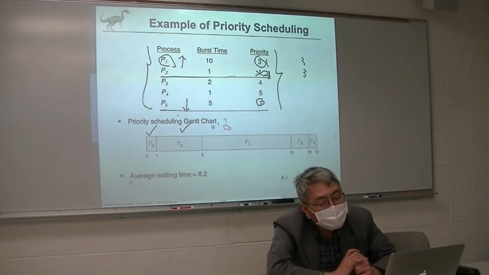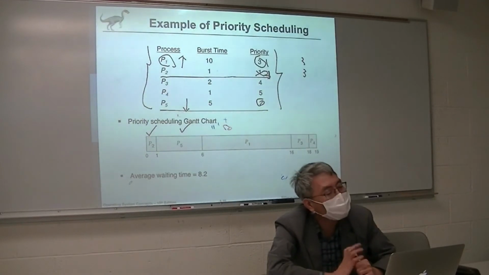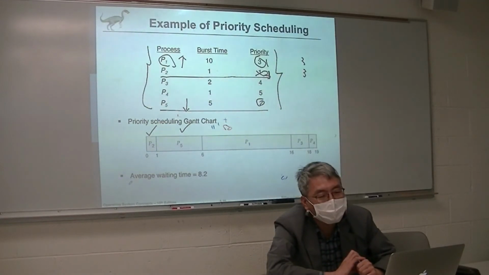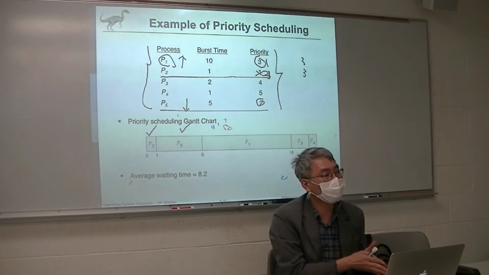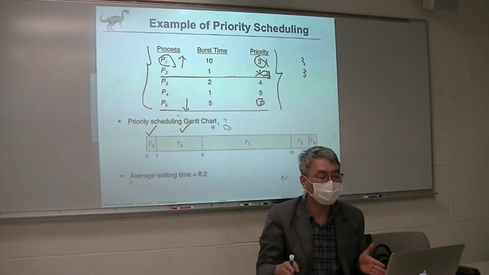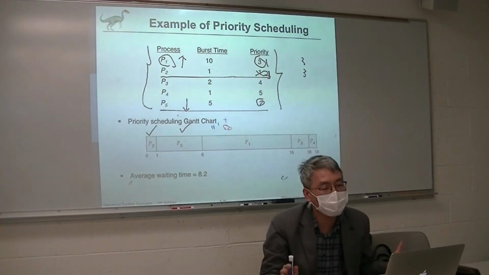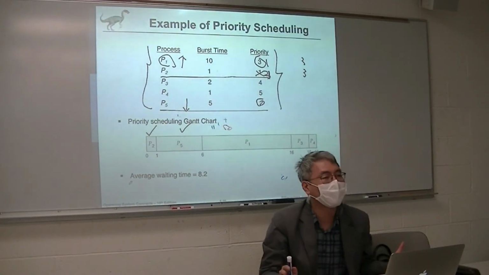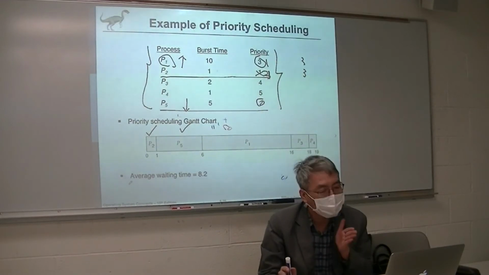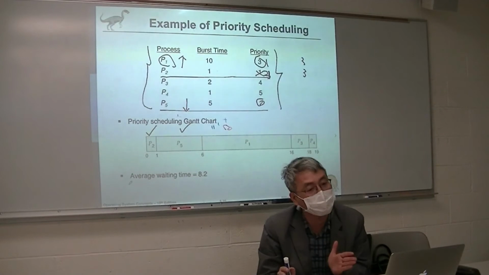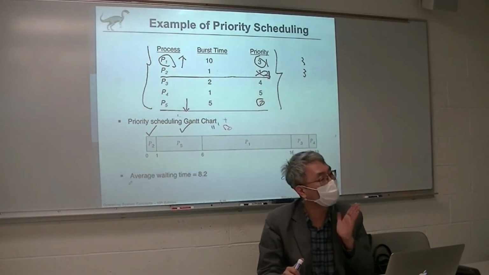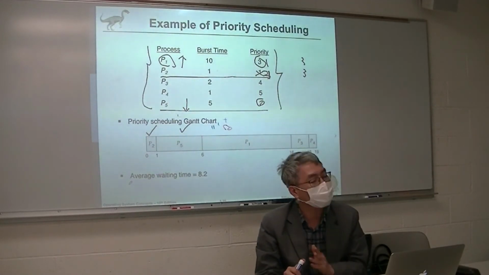What about Windows? Windows uses this priority base, with levels 0 to 15 or 0 to 31. When you run any application program, your application program will be assigned the normal priority. Normal priority means 7 out of 16 priority levels, or 15 out of 32 priority levels.